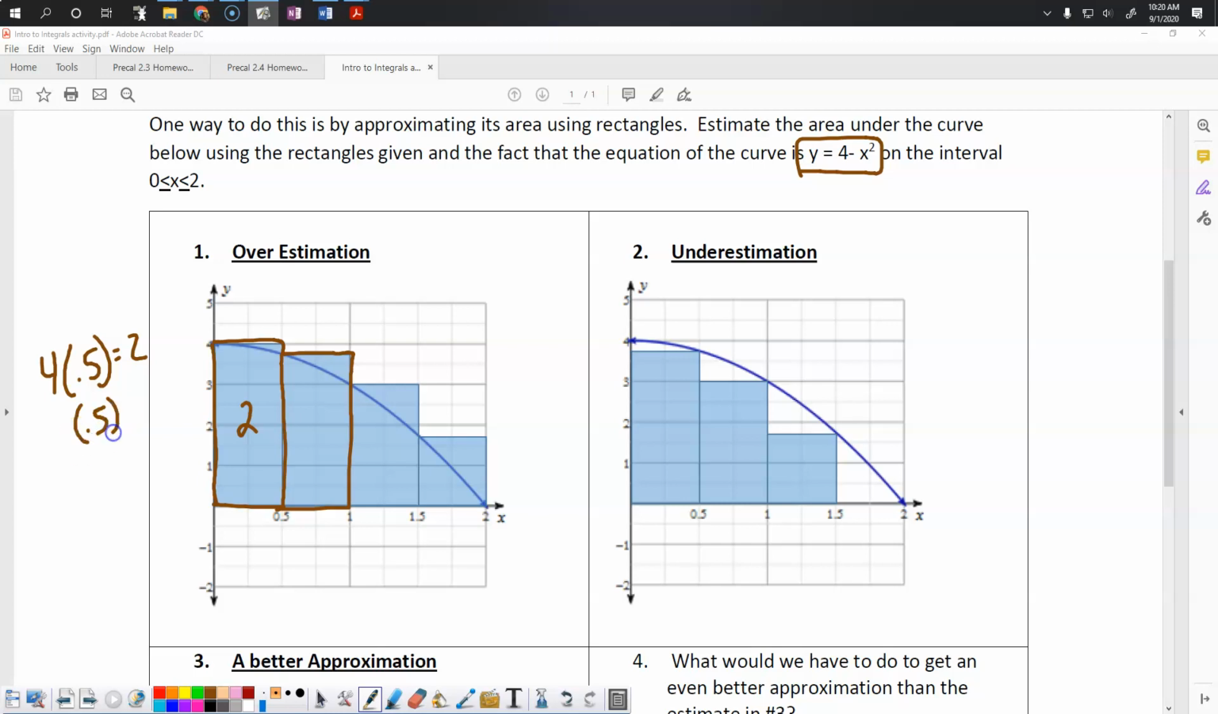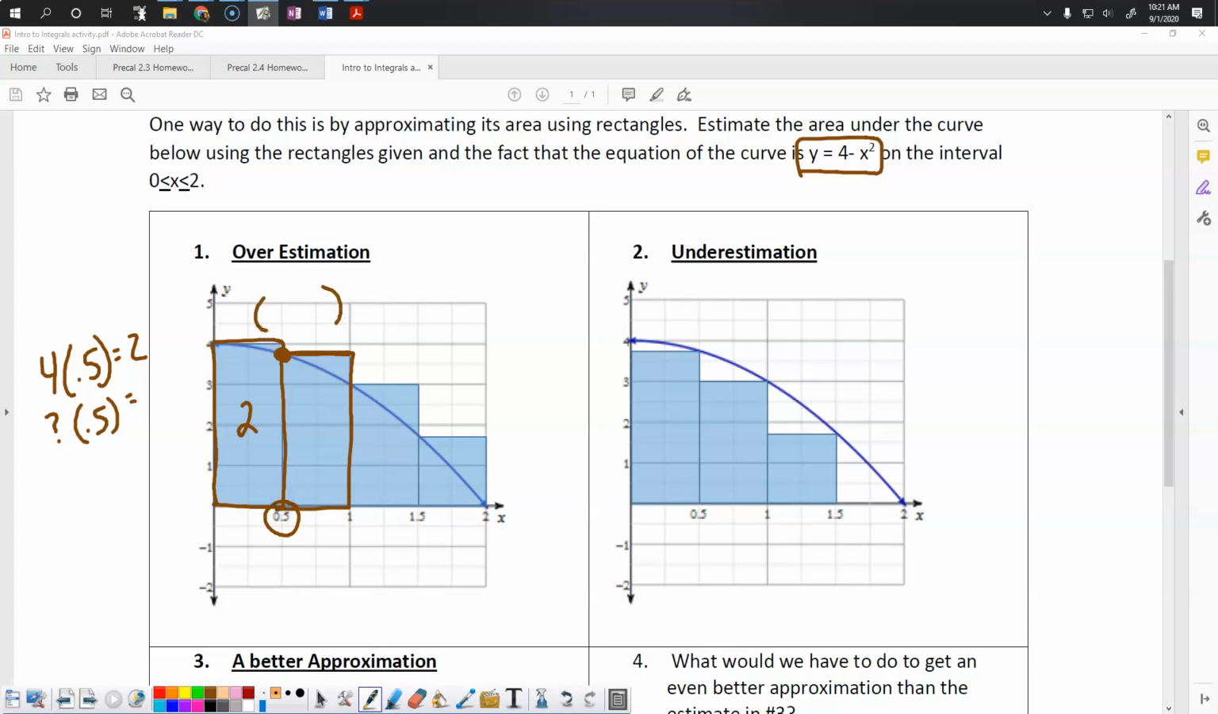But the problem is I don't know what the height is. Now some of you guys think, well, let's just estimate it. Well, you could, and that wouldn't be a terrible thing to do. But the height of this rectangle, I want you guys to know something about this. The height of this rectangle touches the curve right there at that point, where x is 0.5.